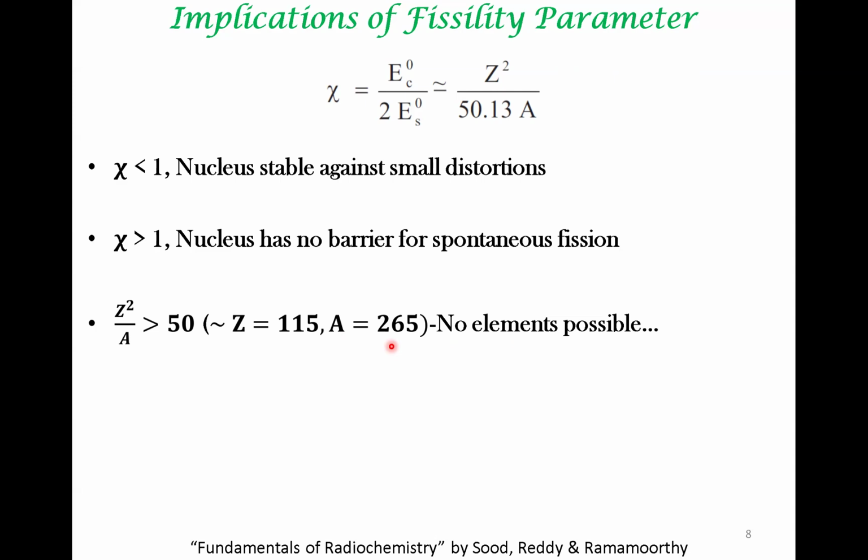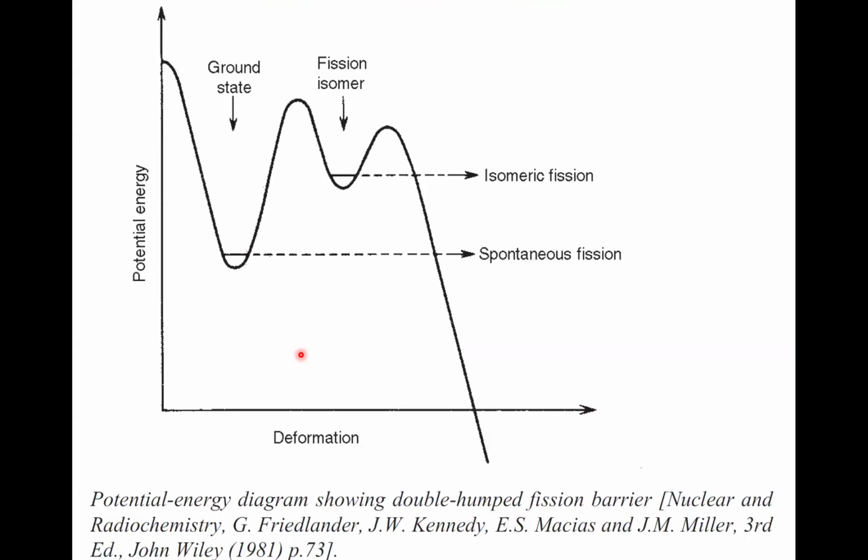So even if you make an atomic nucleus with this atomic mass and atomic number, it will not be stable. It will spontaneously decompose into two different fragments. It is susceptible to spontaneous fission. So you cannot endlessly increase the atomic number and extend the periodic table. So this gives you an important bound on the largest atomic number and atomic mass that is possible.